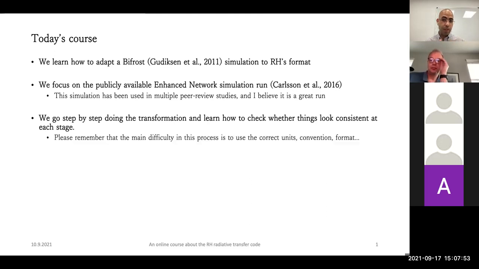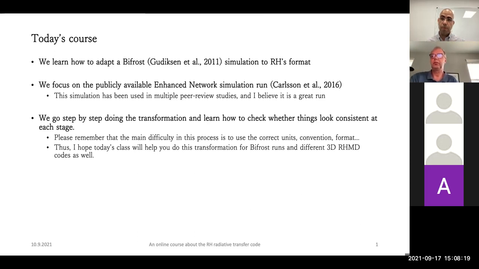The main difficulty of the process is to change to the correct units and also define the proper convention and everything else. So we will do it, and I have some ways that I always follow to check that everything seems consistent.